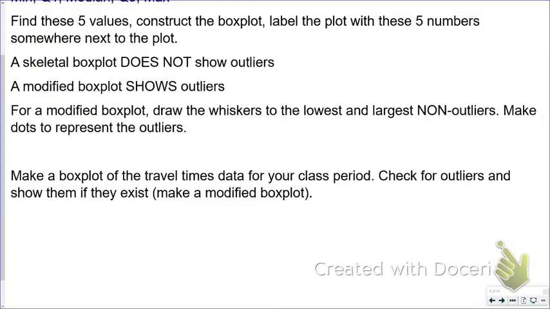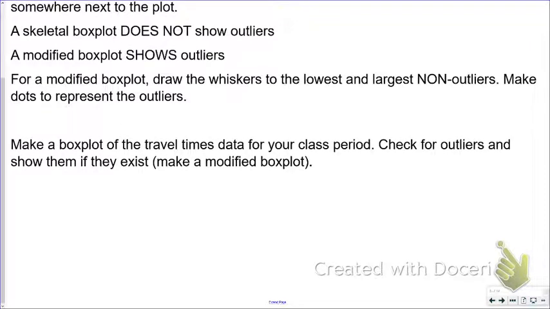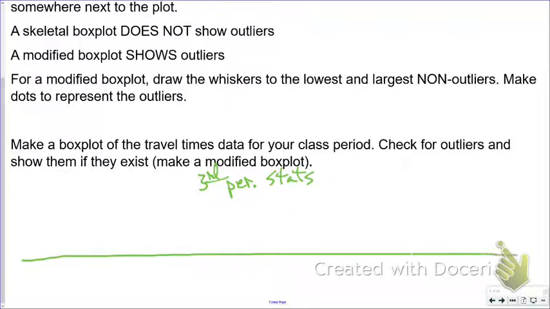So let's do that. We're going to make a box plot that shows the travel times for 3rd period. So I'm going to go ahead and title it. And we need a number line. This is time. And data ranges from 3 minutes to 35. So I think I'm going to start at 0, go by 5s.